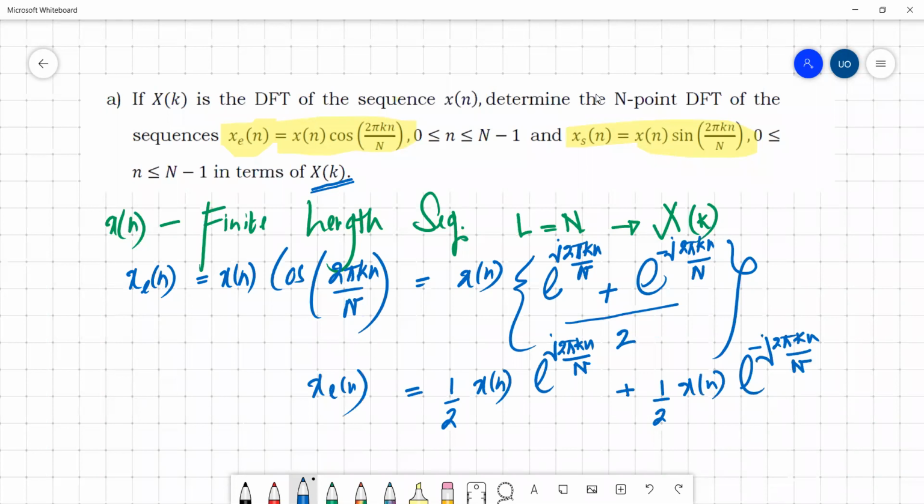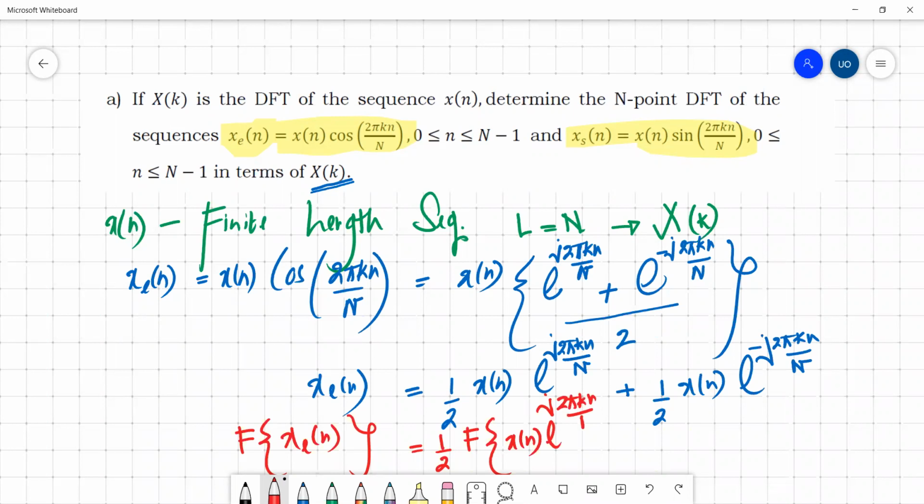So if you apply the Fourier transform, the Fourier transform of x_e[n] should equal half, this is a constant, we can treat it as a constant, then the Fourier transform of x[n] e to the power j 2 pi k n over N, then again half the Fourier transform of x[n] e to the power minus j 2 pi k n over capital N. So then you can apply the Fourier transform properties.